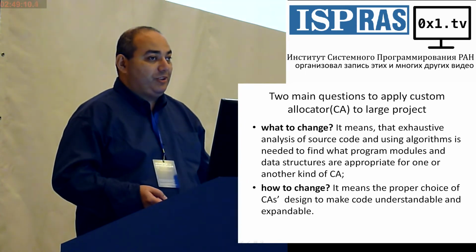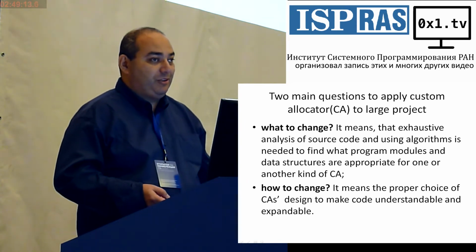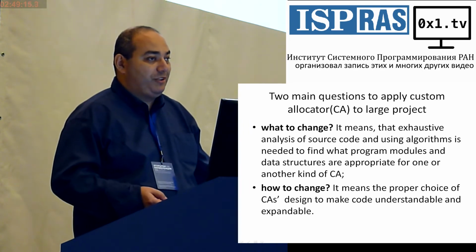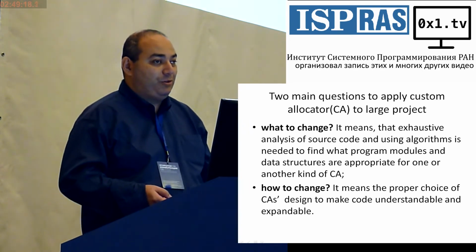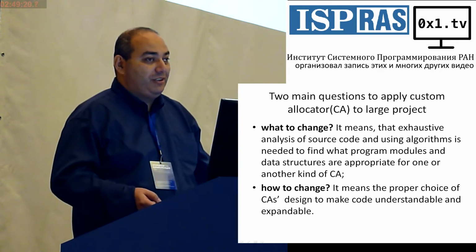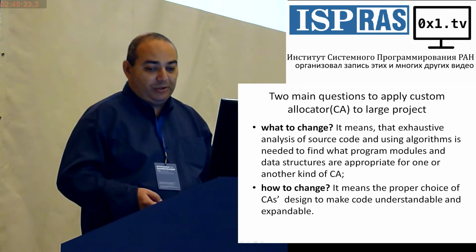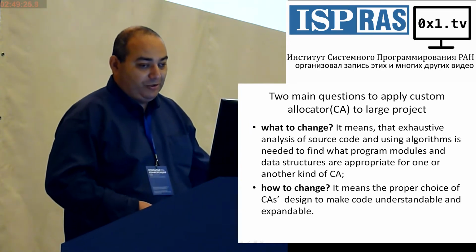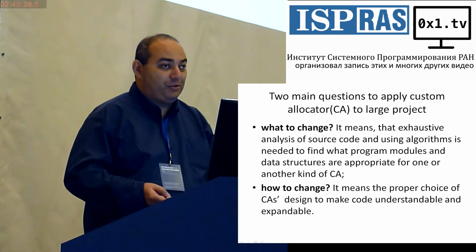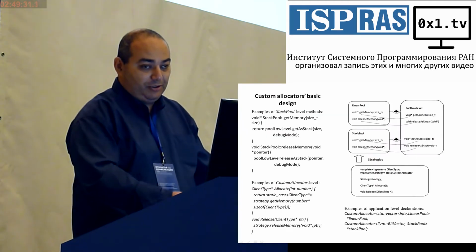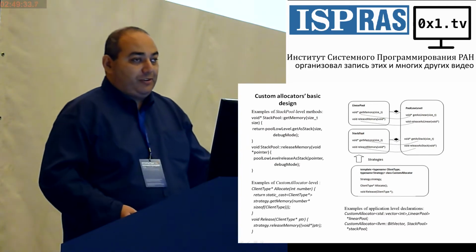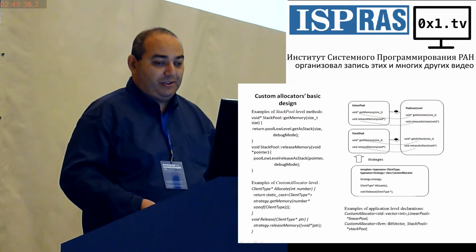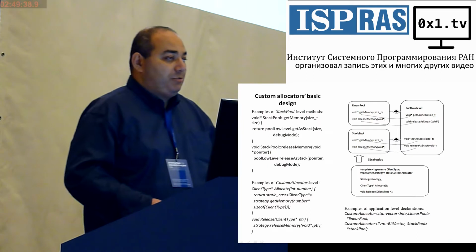So we need instruments, we need an effective object-oriented library of such allocators to make it a painless process when changing the source code, and so for this code to be enhanceable and understandable. What to change and how to change in a large project. Let's move forward. I will start answering the second question. This is how to change.